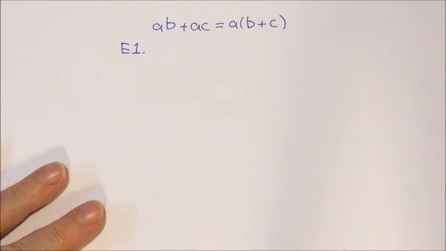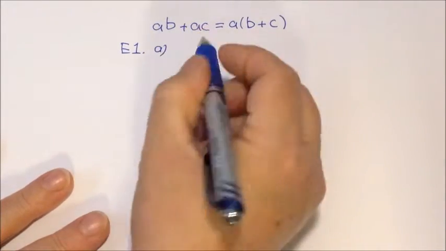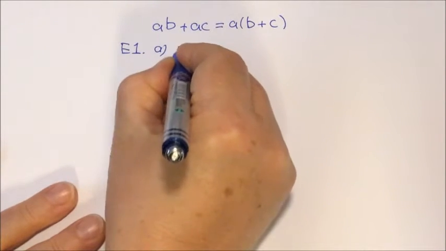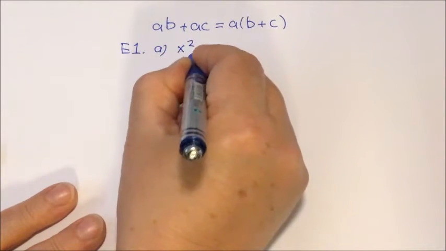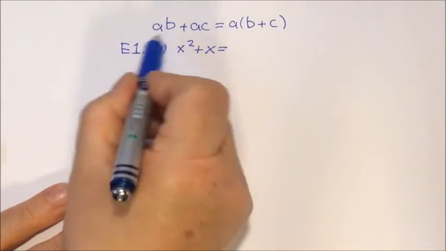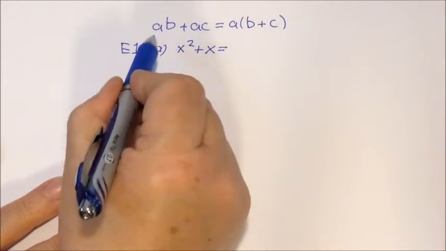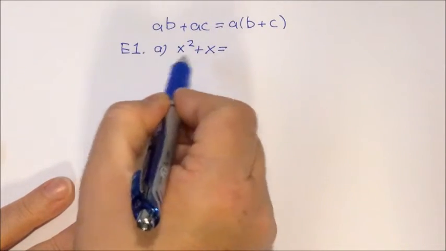Let us factorize the given polynomials using the distributive law of real numbers. So the first polynomial was x squared plus x. So this is the addition form like this on the left hand side. We have to think if there are common factors in these two terms.